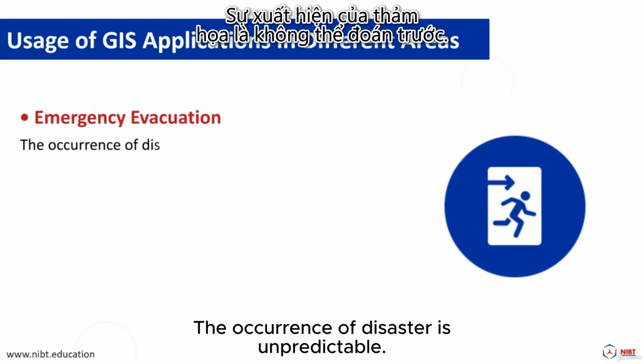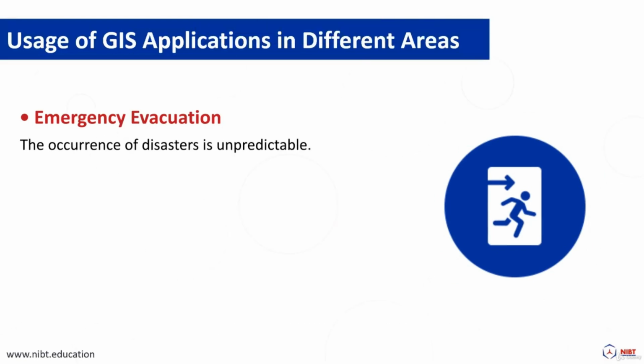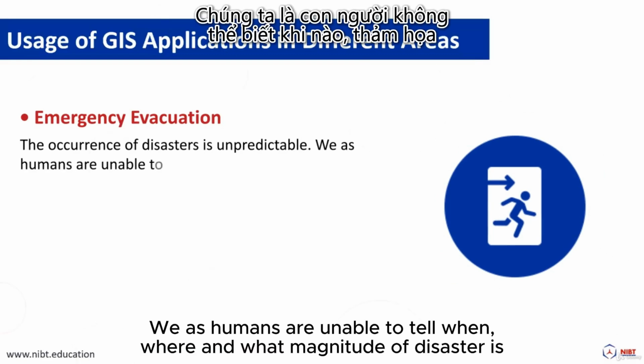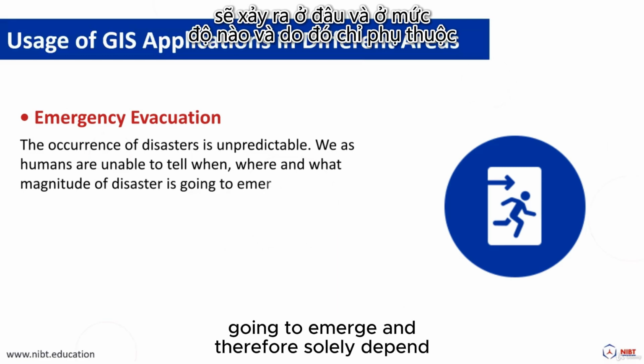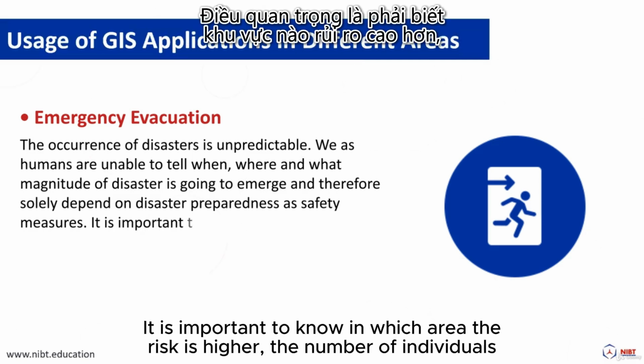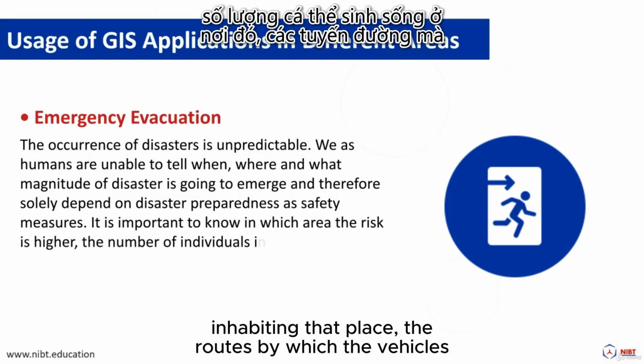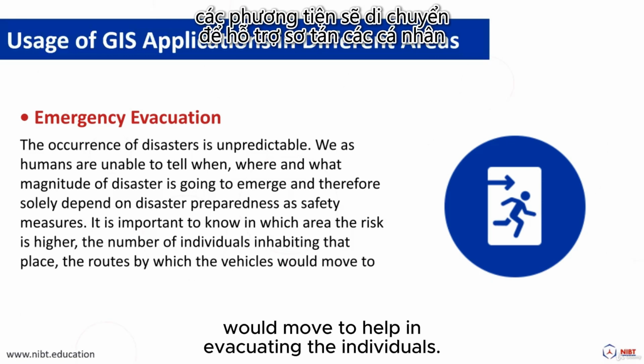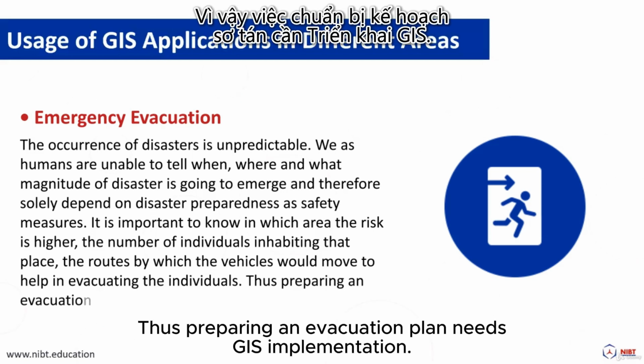The occurrence of disaster is unpredictable. We as humans are unable to tell when, where and what magnitude of disaster is going to emerge and therefore solely depend on disaster preparedness as safety measures. It is important to know in which area the risk is higher, the number of individuals inhabiting that place, the routes by which the vehicles would move to help in evacuating the individuals. Thus, preparing an evacuation plan needs GIS implementation.